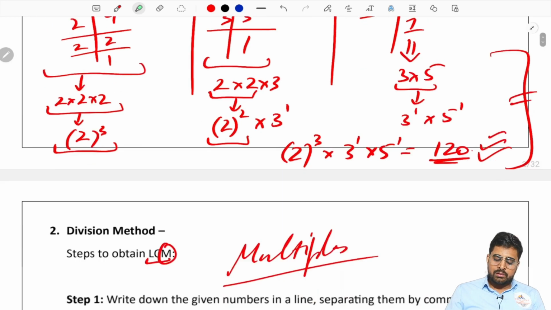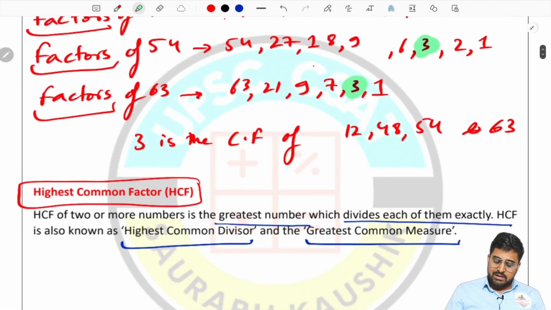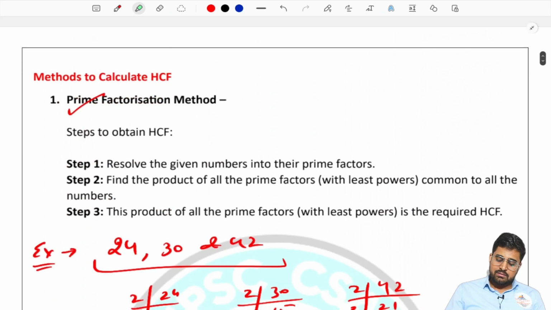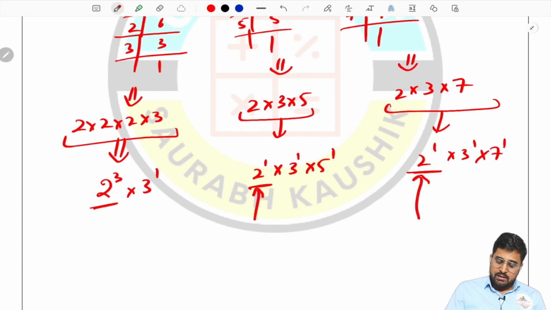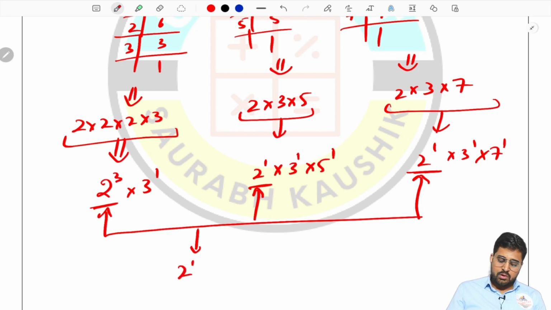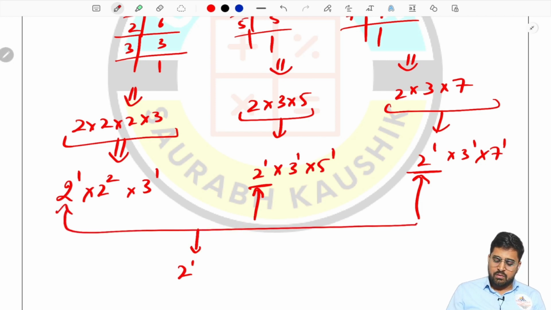Now the only difference here is, please try to focus and take out the commonalities only. Commonalities means here 2 to the power 3, here 2 to the power 1, here 2 to the power 1. In all three, 2 to the power 1 is common. You can write 2 to the power 3 as 2 to the power 1 into 2 to the power 2, because powers get added in case of multiplication. So we have 2 to the power 1 common in all of them.